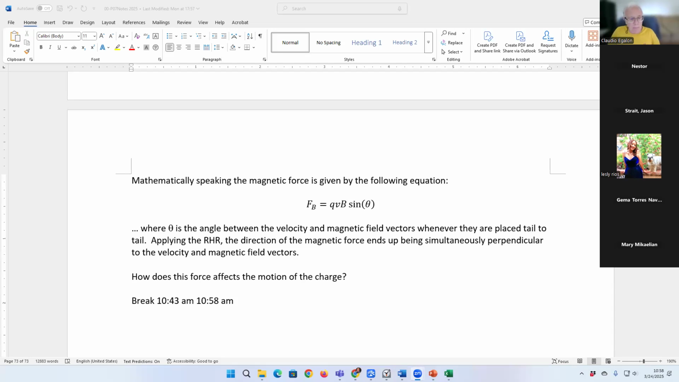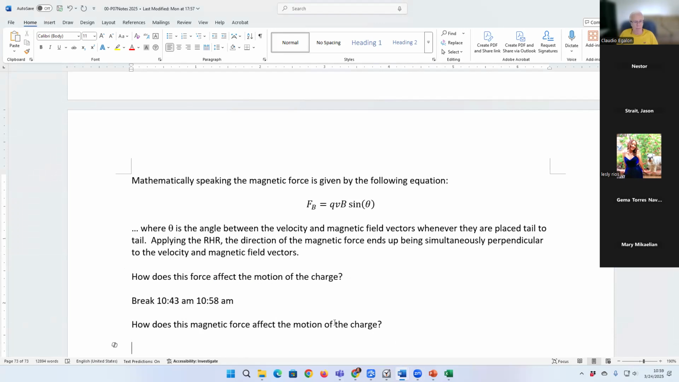Okay, I am back here. So the next thing that we're going to do is look at how the magnetic force affects the motion of the charge. What type of motion are we going to get when we have this type of force that's perpendicular? By the way, the force is perpendicular to the velocity vector, and that's very important. How does magnetic force affect the motion of the electric charge?